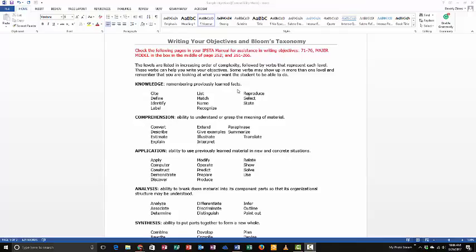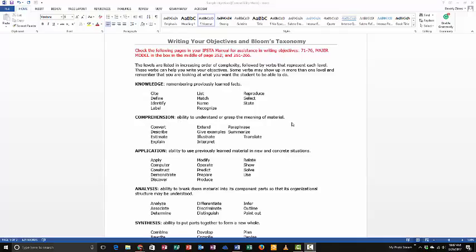So depending on what kind of class you're writing, if you're writing a basic level class for people who have little to no information about your topic, you're going to start with the knowledge level. You're going to give them a lot of vocabulary words. You're going to give them the names of tools. You're going to show them how to carry those tools safely, that sort of thing, in that knowledge level.